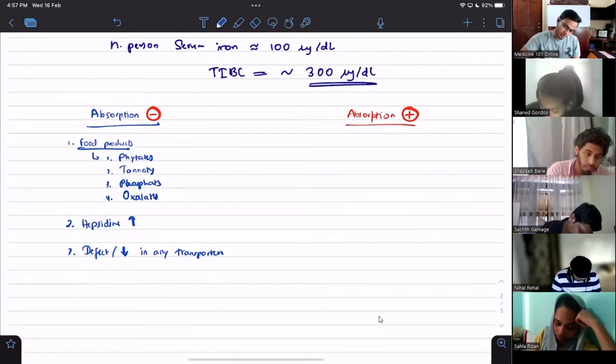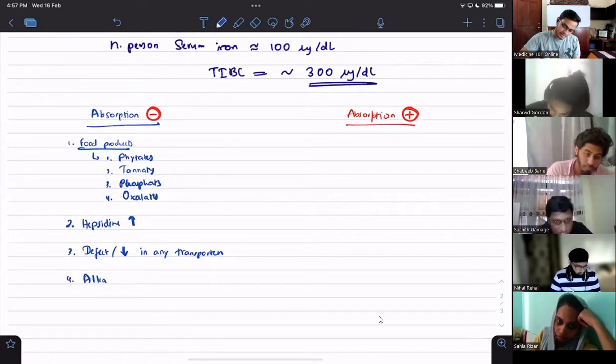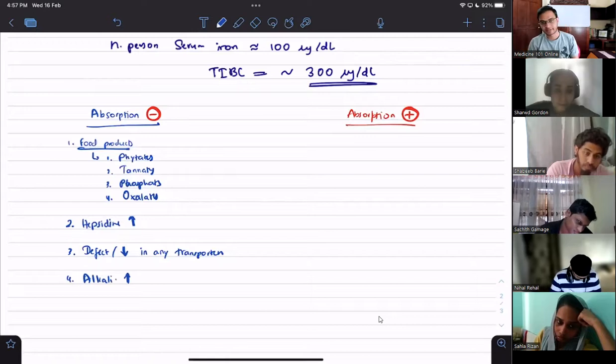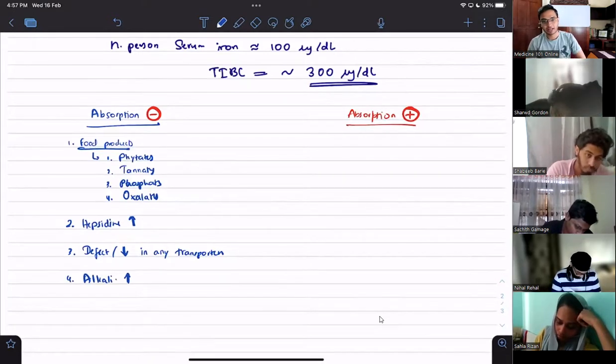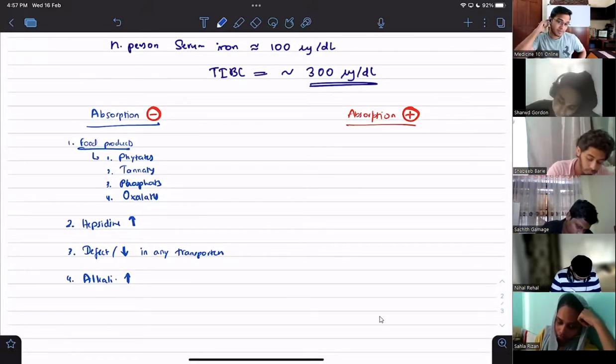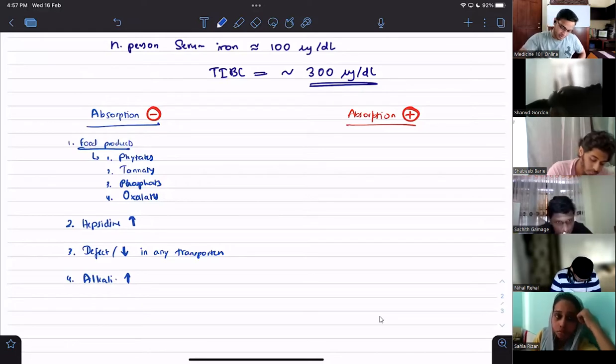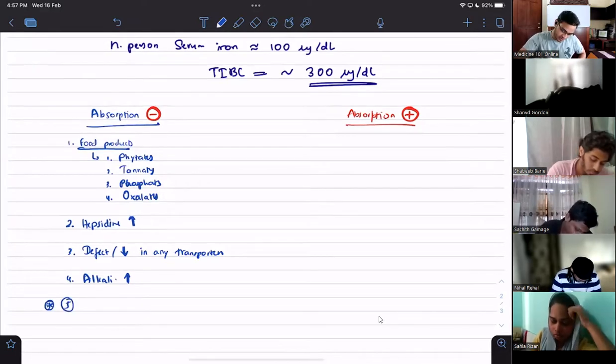Number 4, alkalis. Especially medications that increase the alkalinity of your GI tract. I will tell you why when we go to the absorption positive side, the other side. Just write alkali here. Alkalis inhibit absorption. Then put a star here for the 5th one, calcium.